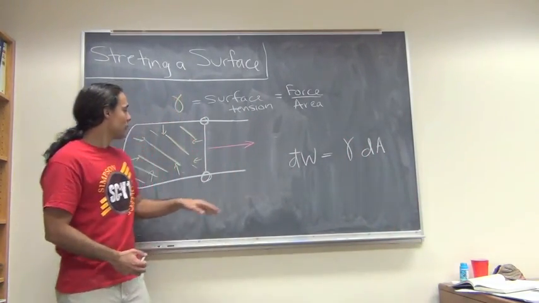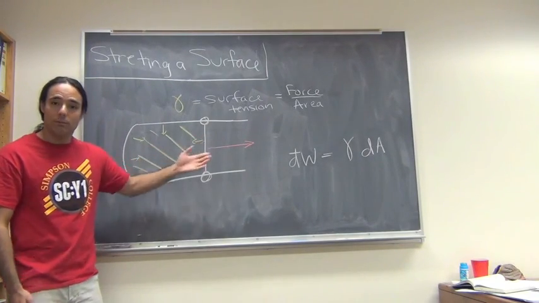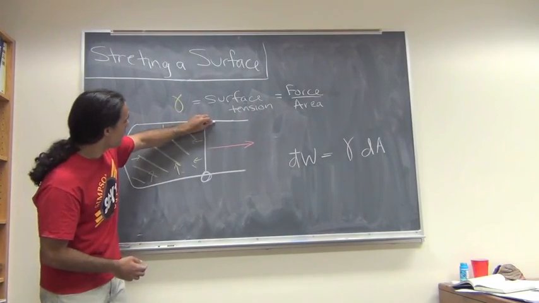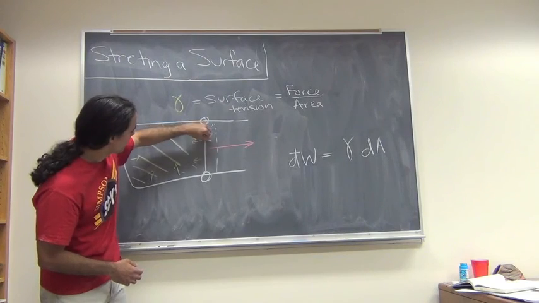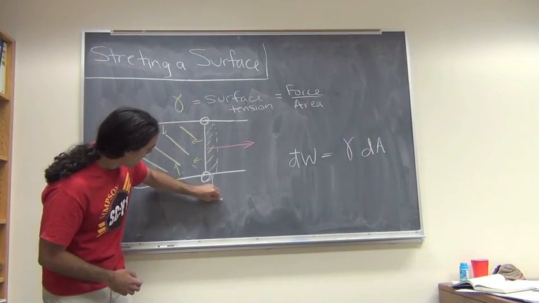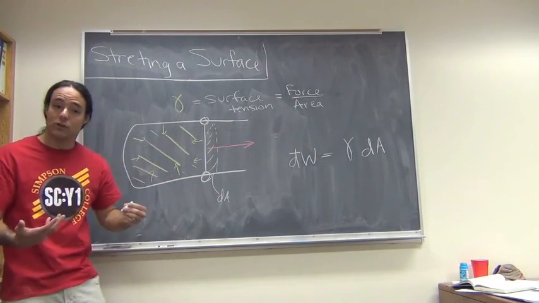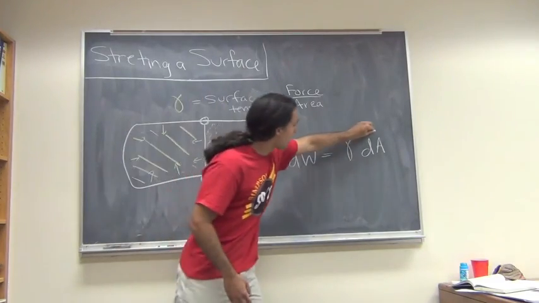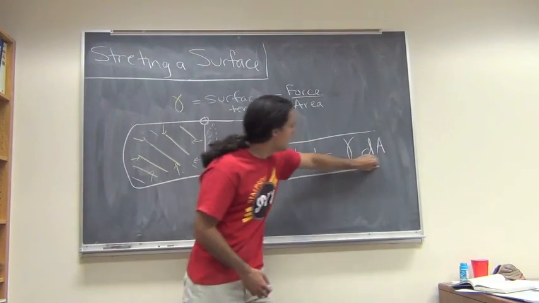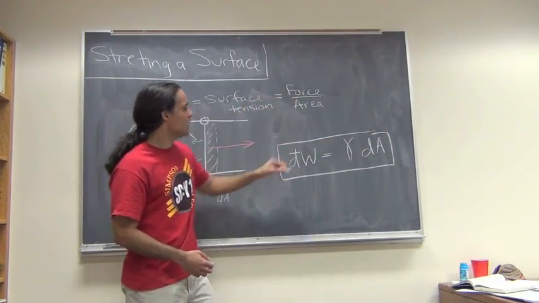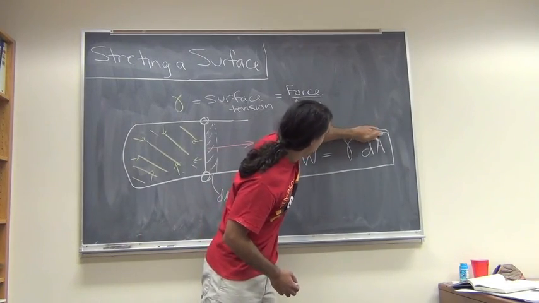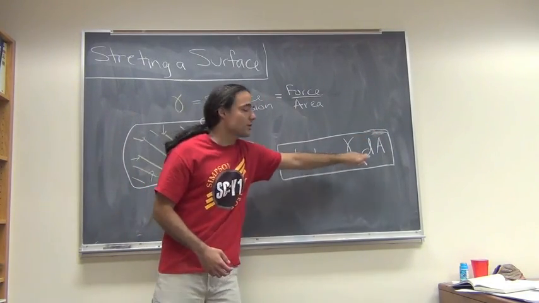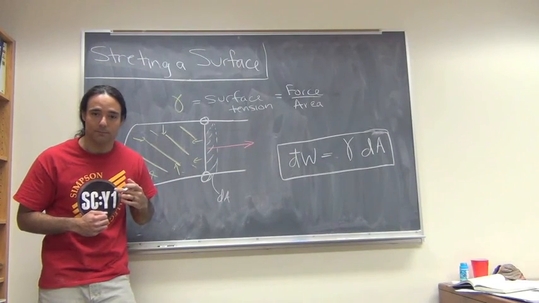Okay. So I look at my bubble, I stretch the bubble by some change in area. Here we go, I pull it forward a little bit. Get some change in the surface area. The work I do, the differential work I do, is just equal to the surface tension times the change in the area.